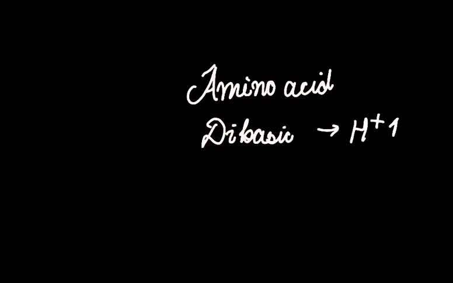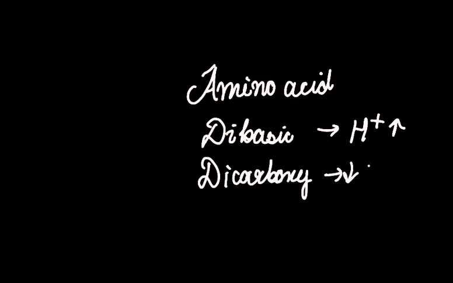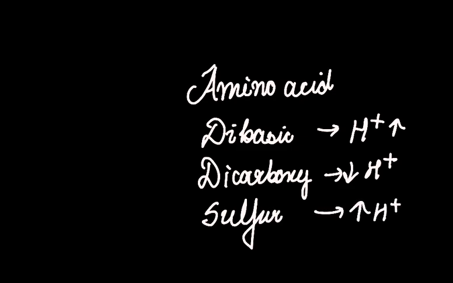Then there is dibasic amino acid. When these dibasic amino acids are metabolized, they produce H plus. However, when dicarboxylic acids are metabolized, they decrease the H plus because we are metabolizing acid here. When acids are metabolized, they form base most of the time. And sulfur containing amino acids like methionine and cysteine increase the H plus. So this is very important when it comes to the amino acid.